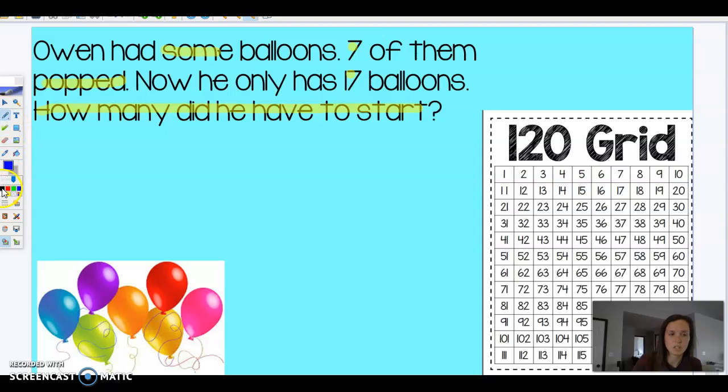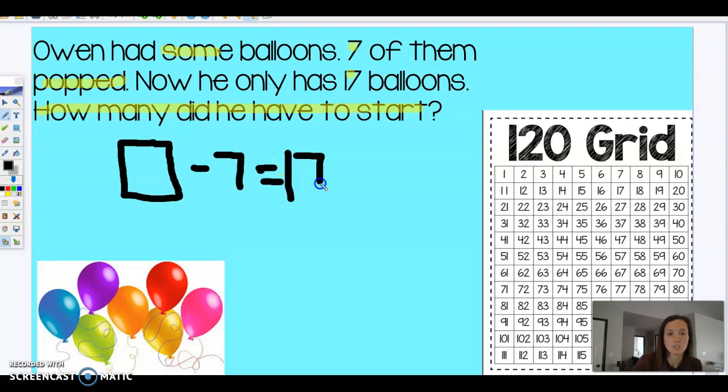So let's start off here. He had some. I don't know how many Owen had to start because he had some. 7 popped. If they popped, they're gone. They went away. So I got to make that subtraction. Now he's only got 17 balloons. How many did he have to start? My problem said Owen had some balloons, so I knew that was the starting number, which was our unknown, but our question says how many did he have to start? So that word helps us there.